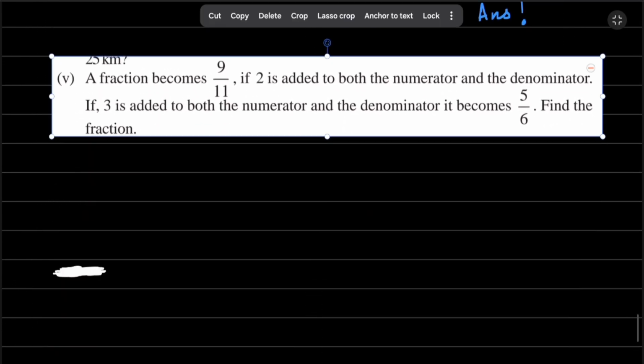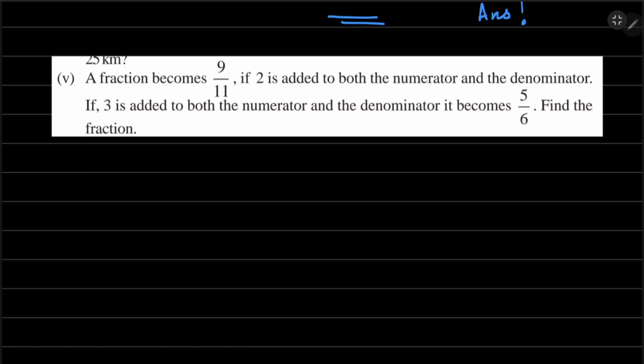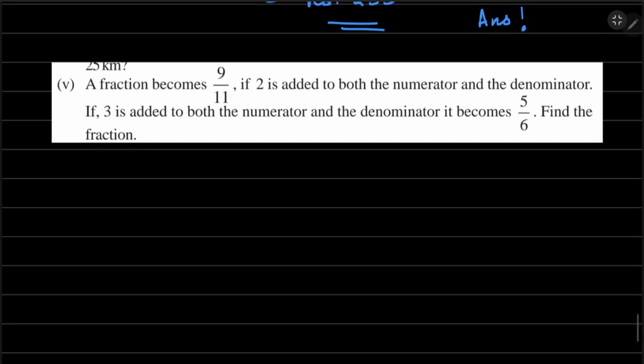Okay. So the next question is here. A fraction becomes 9 by 11 if 2 is added to both numerator and denominator. If 3 is added to both numerator and denominator, it becomes 5 by 6. Find the fraction. What you have to find is what you initially take as your unknown.